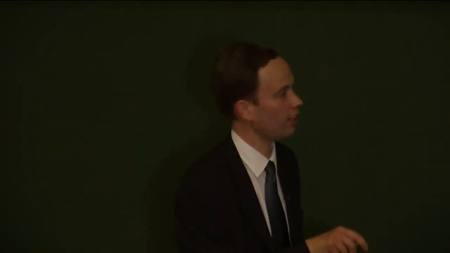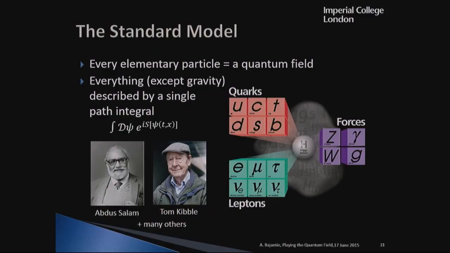And that's an absolutely remarkable achievement and I'm very proud to be here at Imperial, because Imperial College people here played a massively important role in the development of this theory, and in particular Abdus Salam, who was the founder of the theoretical physics group here, and Tom Kibble, really made central contributions in the development of this theory.